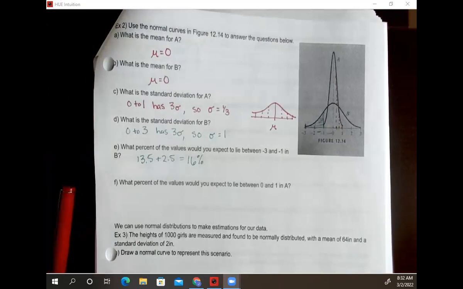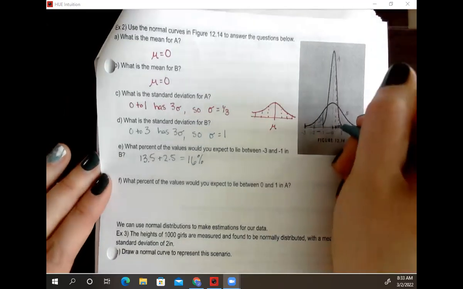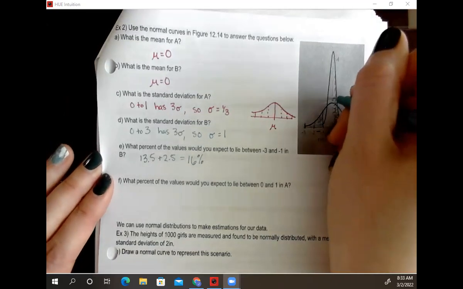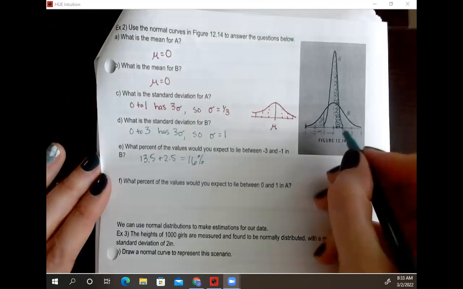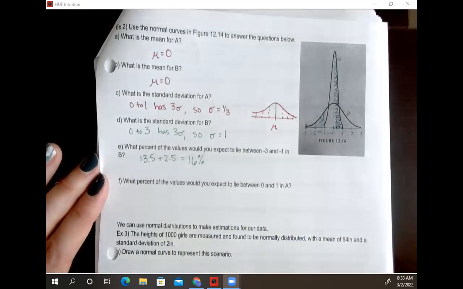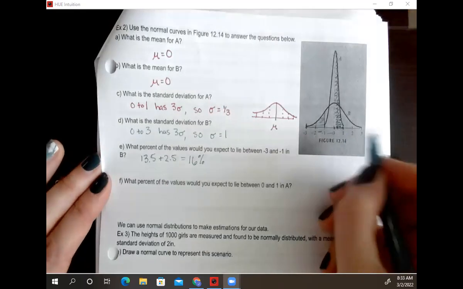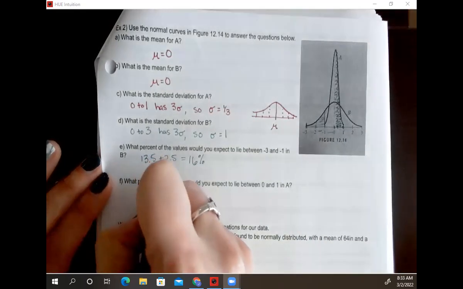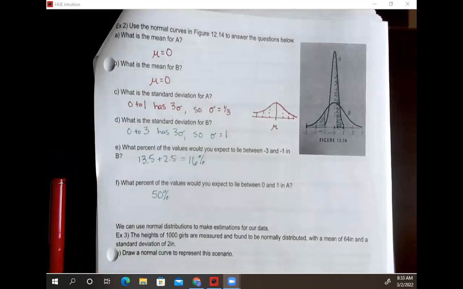For F, what percent of values would I expect to lie between 0 and 1 in A? So from 0 to 1 for set A, that's this whole front half of my data, right? That's my forward 3 standard deviations. Remember, our curve is symmetric. This is the whole front half of my data, so that would be 50%. I would expect 50% of the values to lie between 0 and 1 for set A.